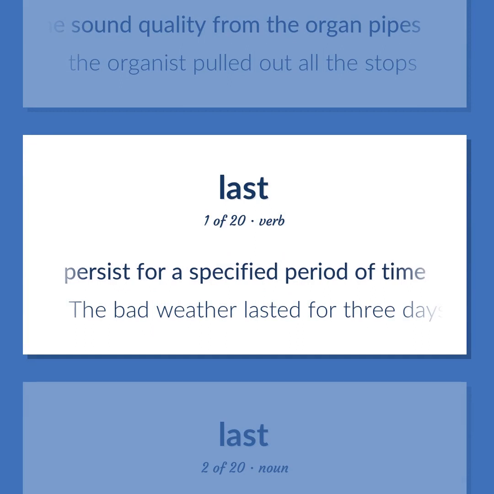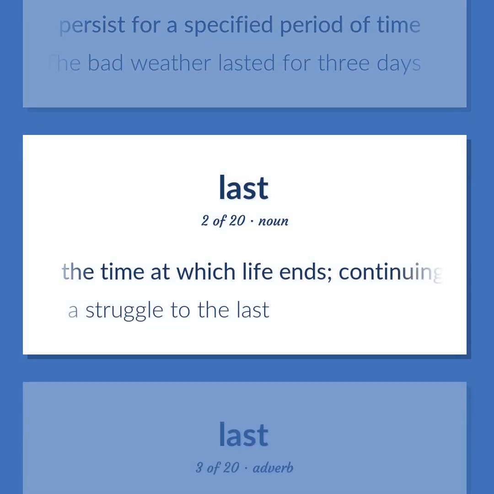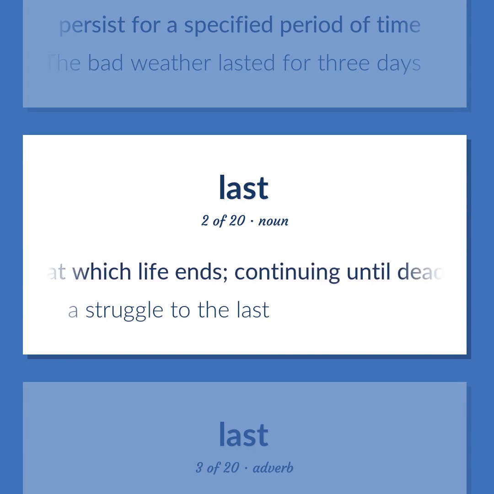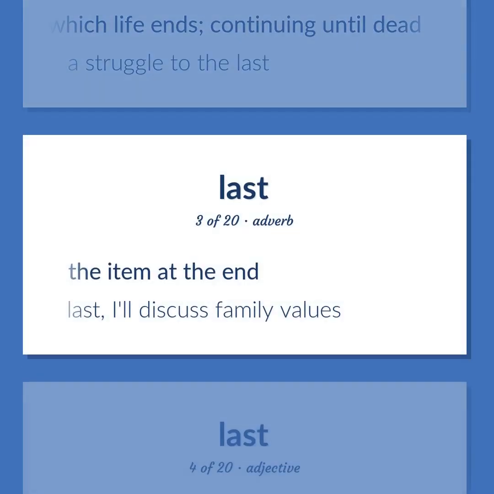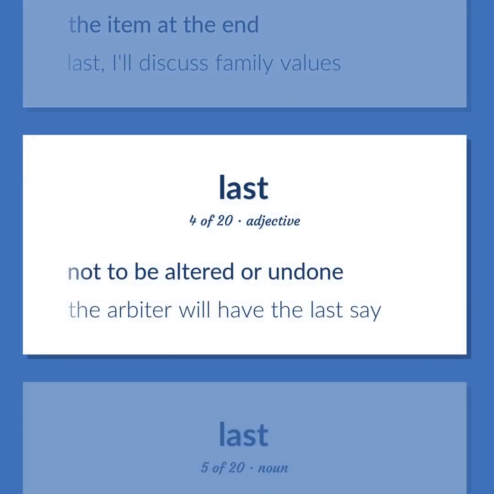Persist for a specified period of time. The bad weather lasted for 3 days. The time at which life ends, continuing until dead. A struggle to the last. The item at the end. Last, I'll discuss family values. Not to be altered or undone. The arbiter will have the last say.